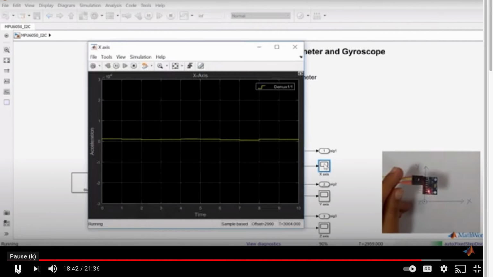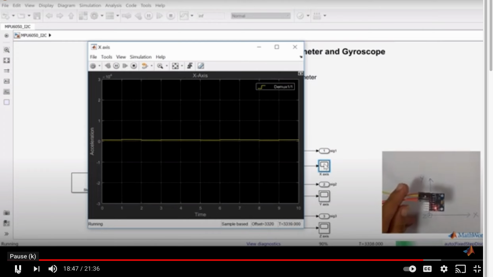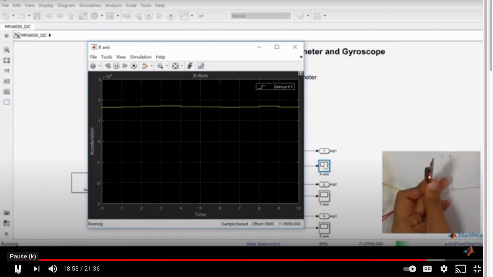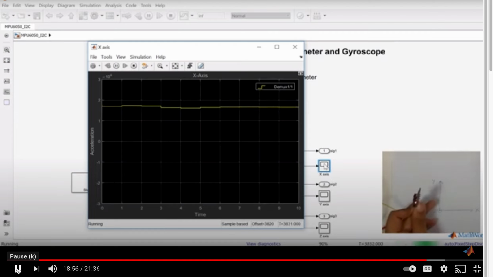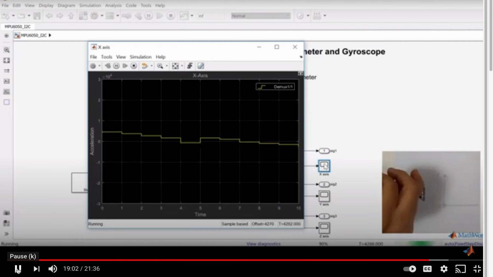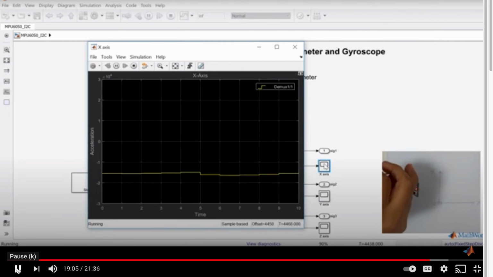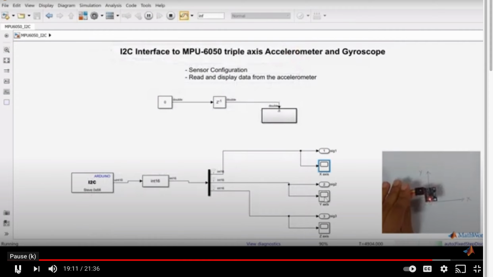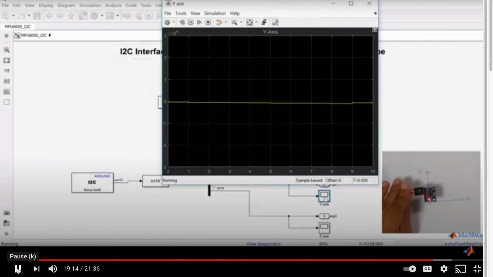Right now, it is parallel to the ground. Hence, it reads a value of 0. Let us now point it in the upward direction. We can see that the value is close to 16,000. Let us now point it in the downward direction. You can see that the value is close to minus 16,000. In the same way, we can also experiment with the y and the z axis.